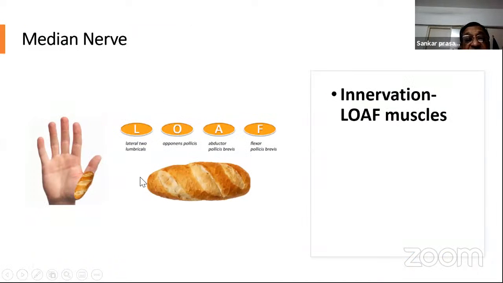The median nerve in the hand supplies the LOAF muscles. The LOAF muscles are the lateral two lumbricals, opponens pollicis, abductor pollicis brevis, and flexor pollicis brevis, which has a dual supply from the ulnar as well as the median nerve. And we know that median nerve syndromes are there.